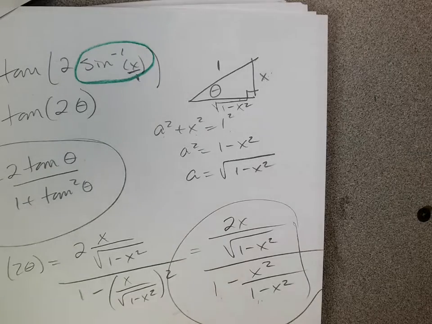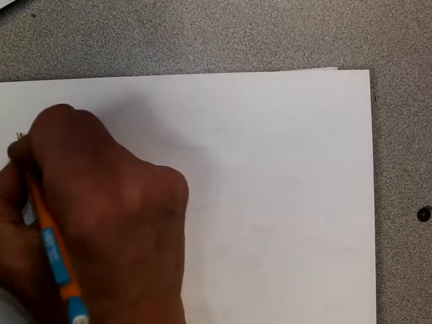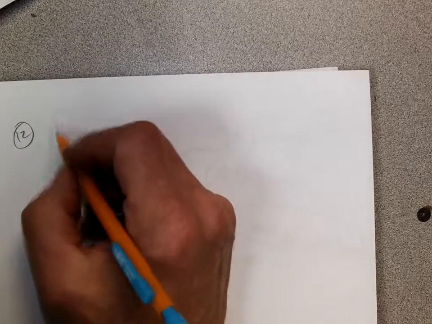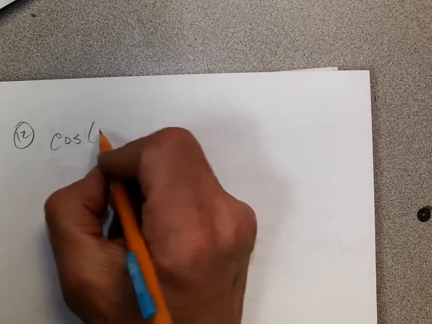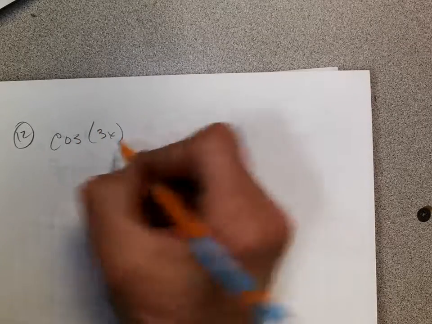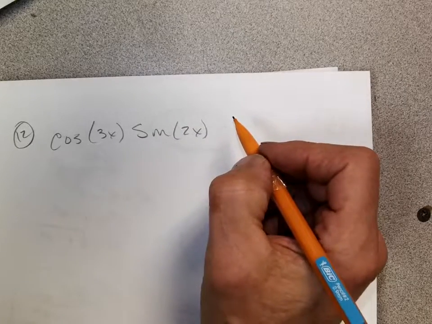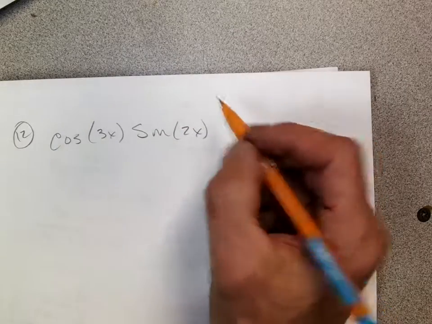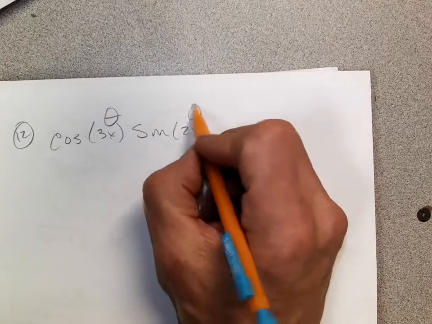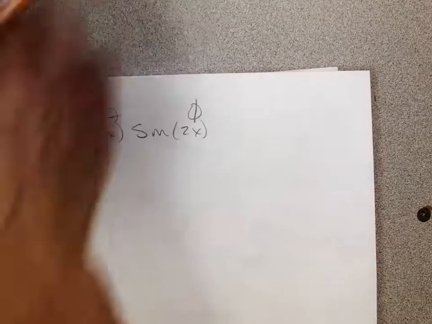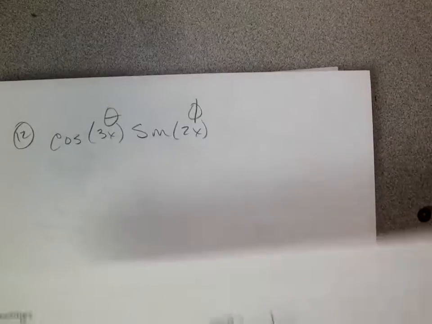Finally, 12 and 13, which are amazingly easy. They really are, trust me. 12. So we're going to express cosine 3x sine 2x as a sum of trig. Let's remember this is theta and this is phi. This is what we learned today in our reading. It's actually pretty easy. I'll show you how it works.